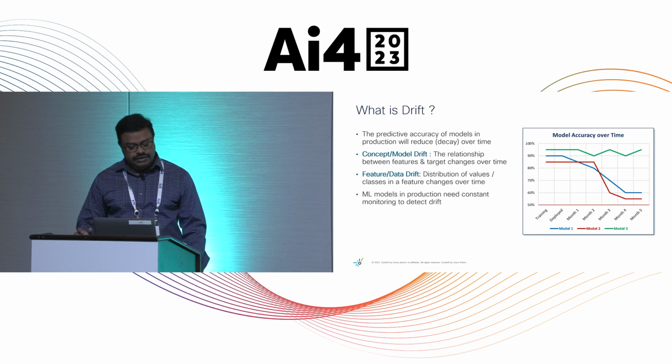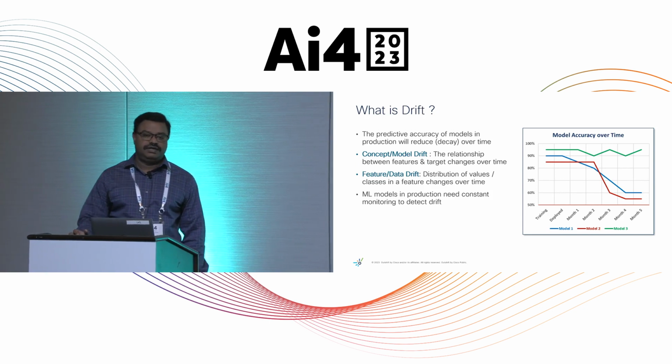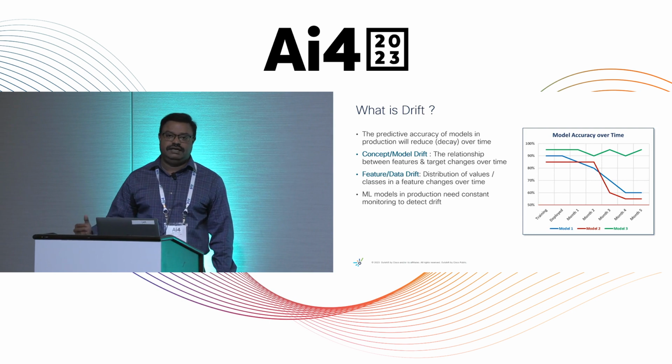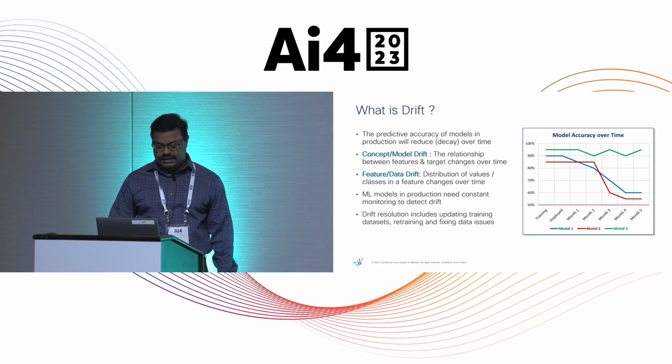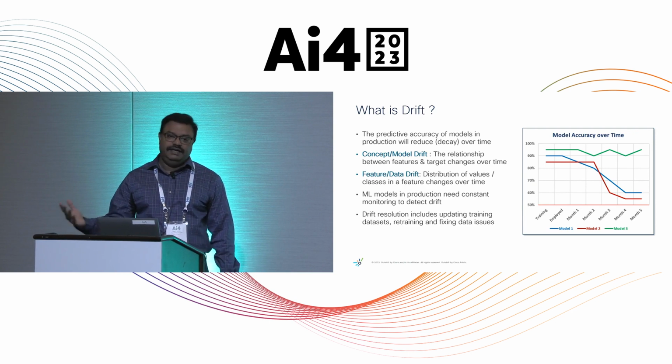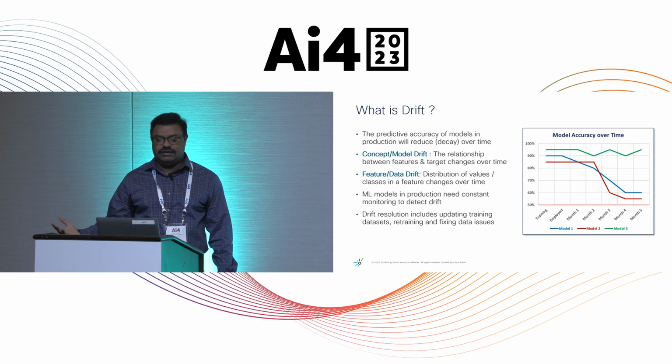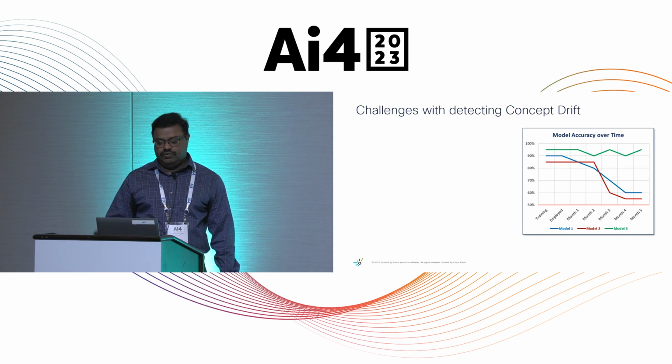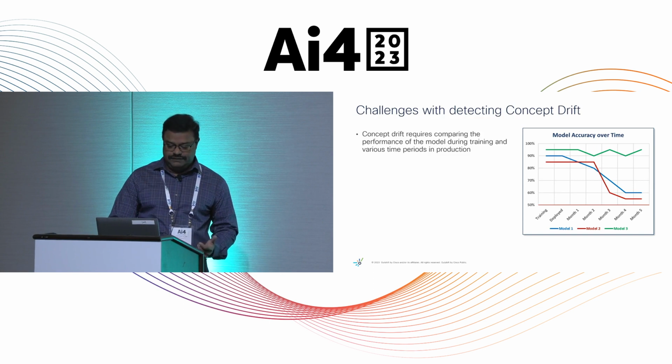So ML models do need constant monitoring in production to detect drift and make sure that they are continuing to perform to expectations and delivering the results that are needed. And typically drift resolution means you're updating training data sets, retraining the model, or if there are any data issues, you also fix those issues. Moving on to what are the challenges in detecting concept drift. We're going to focus on only concept drift here.